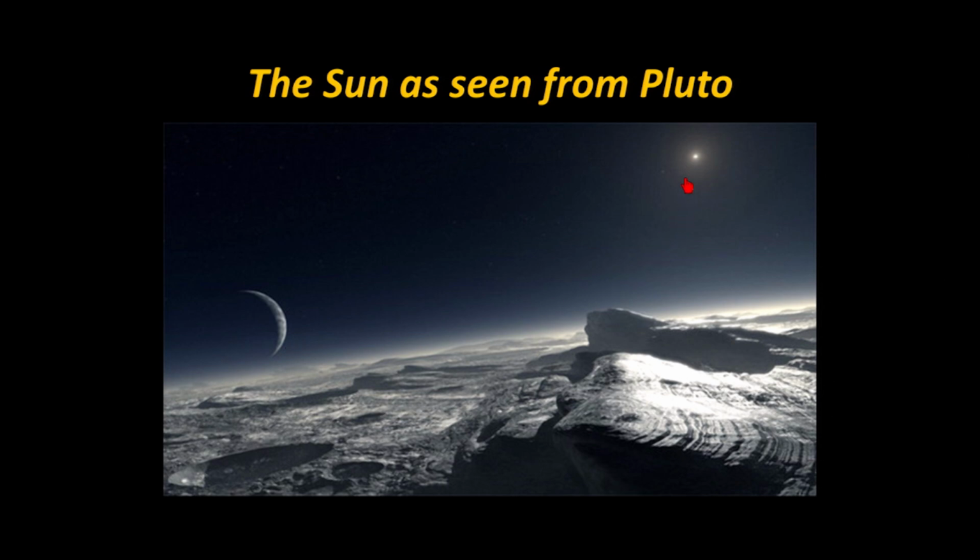But then here is the Sun, way off in the distance. And because of the distance, the Sun would look 1600 times fainter than it does here on Earth. So in reality, the Sun would really just be an exceptionally bright star in the sky, as opposed to the big, large, bright orb that we see here on Earth.